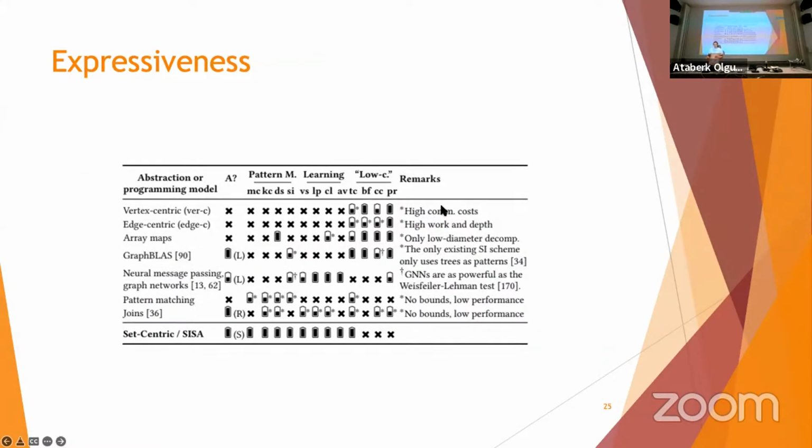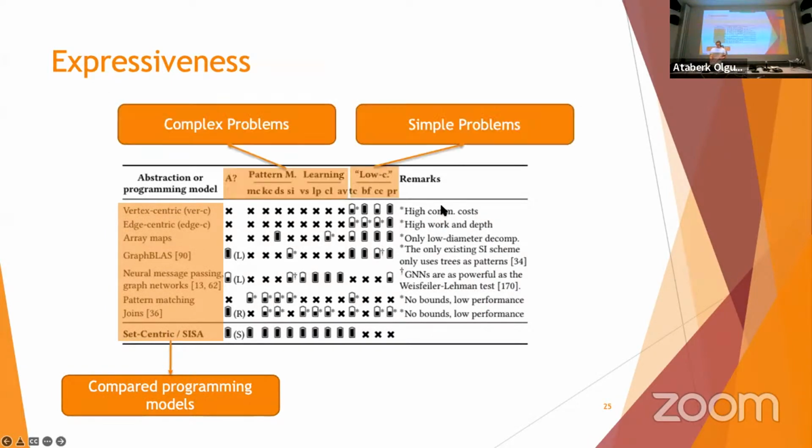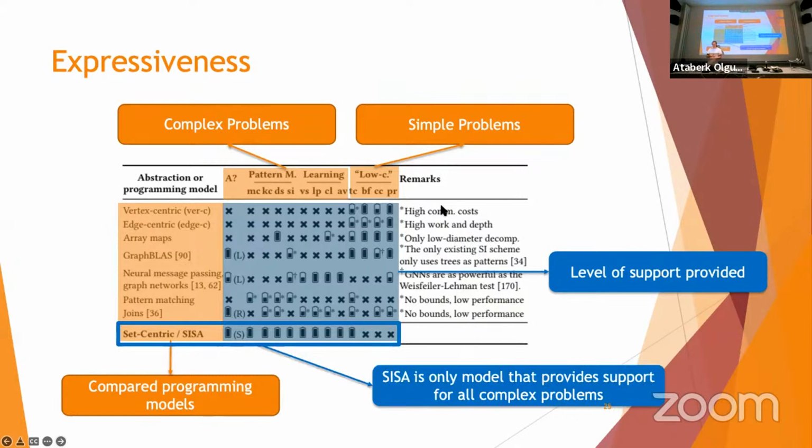Now the expressiveness. Well, SISA wouldn't be a great accelerator if we could only accelerate one problem, and luckily this is not the case. Here we've got several programming models that are compared. We've also got some sample problems, and then the table shows the level of support each programming model provides for the sample problem. And as you can see, SISA is the only model that provides support for all complex problems.